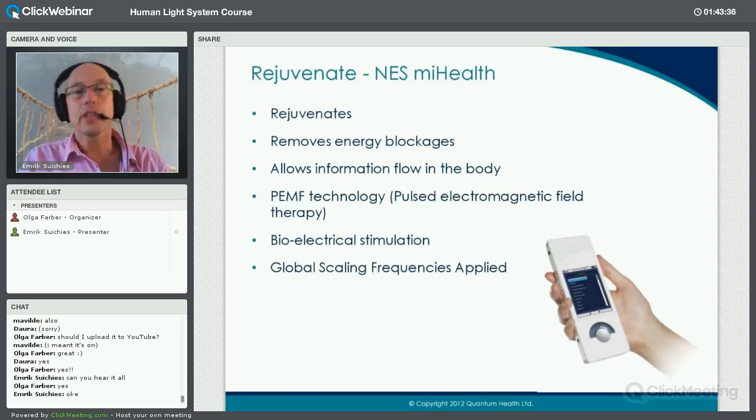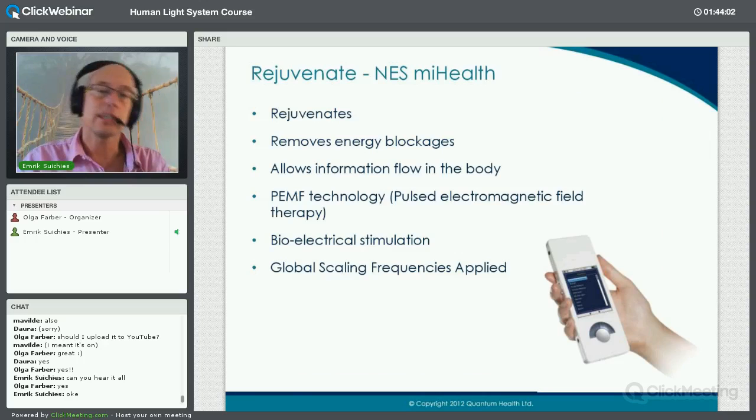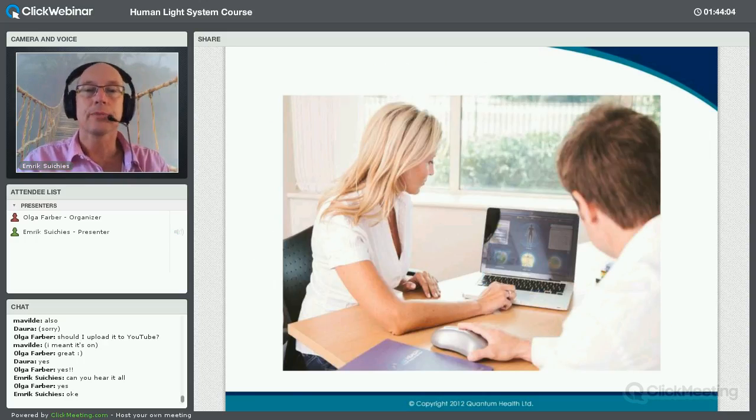It uses pulsed electromagnetic field therapy, because what I told you about was that I use it a lot with frequencies and information fields off body. But there's also a function in which you can use it on body, and it's called bioelectric stimulation. And all the frequencies are related to global scaling. I will tell you more about it later.